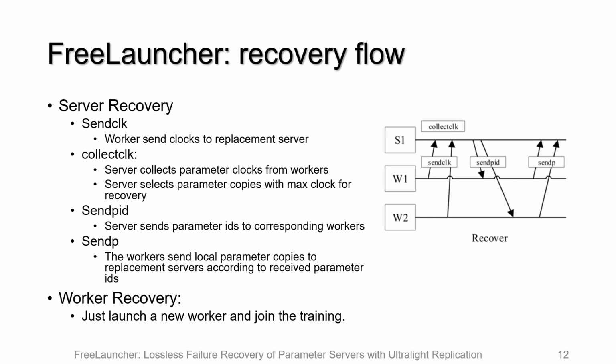For server recovery, first, surviving workers check their local parameter clocks and send them to the replacement server. Second, after receiving all parameter clocks from surviving workers, the replacement server selects the workers with the most recent clocks for each parameter, then groups parameter IDs by the surviving workers. Third, after receiving the parameter IDs, the surviving worker checks its local parameters and sends parameters to the replacement servers according to the parameter IDs. For worker recovery, we just launch a new worker and join the training.